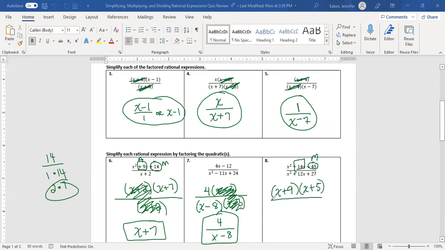And now we have to do the same thing for the bottom. What multiplies to 27 and adds to 12? We have x plus 9 and x plus 3. The x plus 9's cancel because we have one on top and one on bottom. That leaves us with x plus 5 over x plus 3. And that's your final answer for problem number 8.